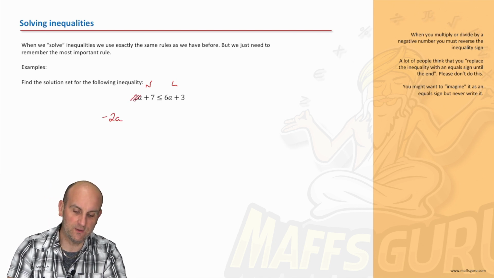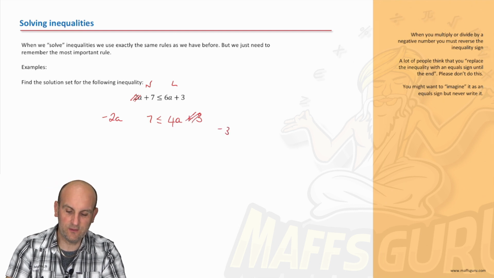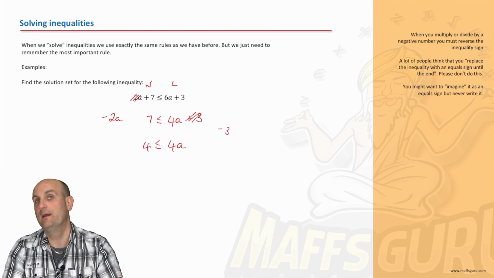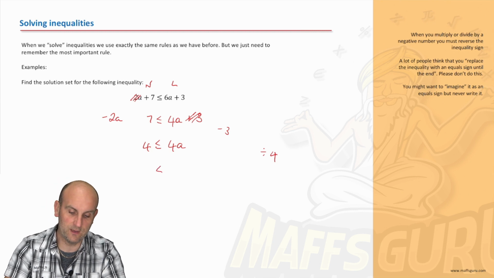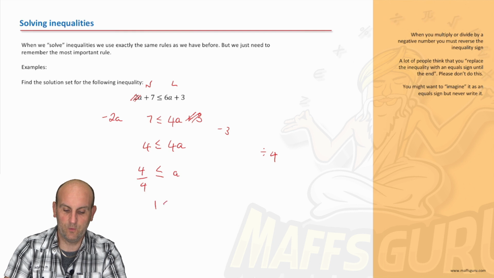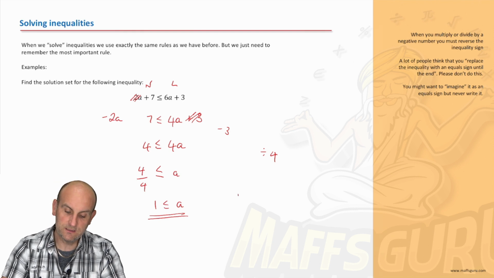So I'm going to take away 2A from both sides, which leaves me 7 is less than or equal to 4A plus 3. What's on the wrong side now? The plus 3. So I'm going to take away 3 from both sides to give me 4 is less than or equal to 4A. What I'm going to do now, I'm going to split up the kissing couple, and so I'm going to divide both sides by 4, positive 4, so I don't need to swap my inequality. So I get 4 divided by 4 is less than or equal to A, and so 1 is less than or equal to A. Now, you can write that the other way around, so long as you write it as A is greater than or equal to 1.